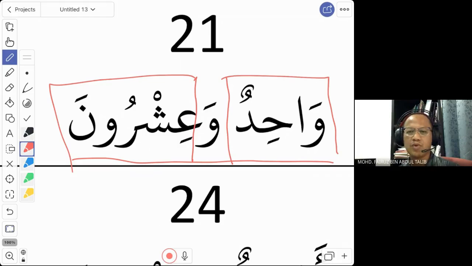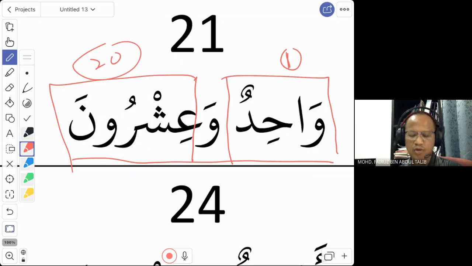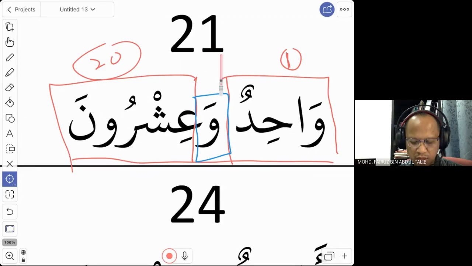So you have two numbers, wahid and the number ishrun. Wahid is 1 and ishrun is 20. So we combine the two words, 1 and 20. You see the word wa here? So this is how we say 21. You start with the smallest number, I mean the ones unit, not the tens unit. The one, which is number 1 here. You start with wahid, and this is ishrun. So you combine the two using wa: wahid, wa, ishrun, 1 and 20. So we have 21.